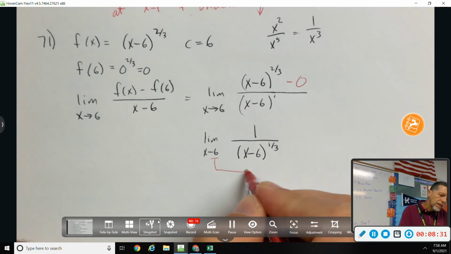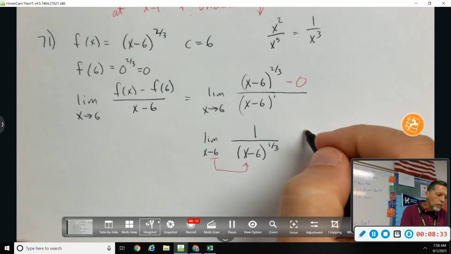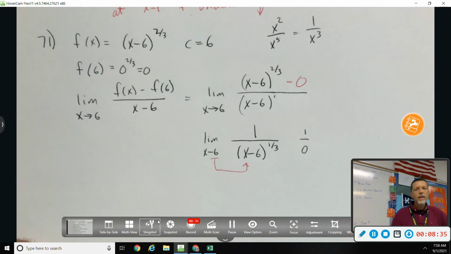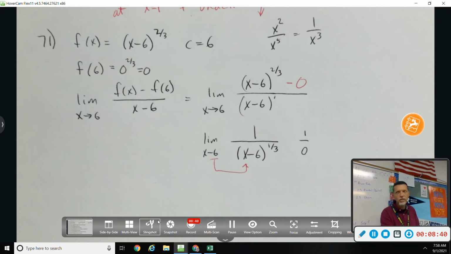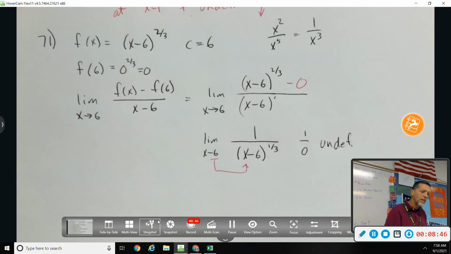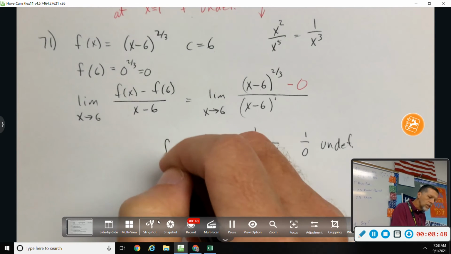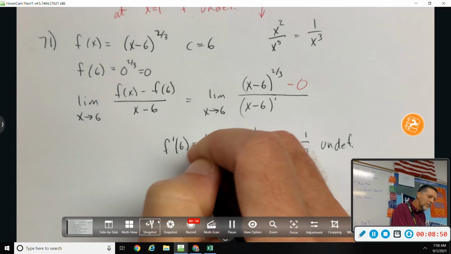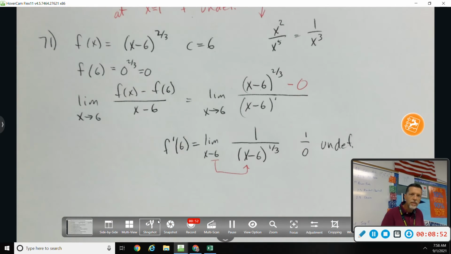And if I plug in 6, I get 1 over 0, and that would be undefined. And it's not 0 over 0. 0 over 0 means maybe I could do something. 1 over 0 means I'm stuck. That's undefined. So the derivative at 6 is undefined.